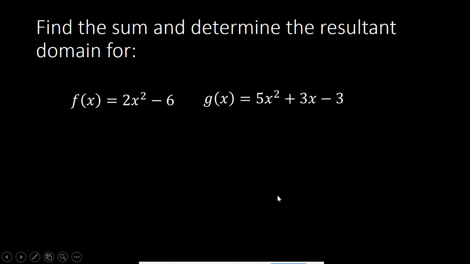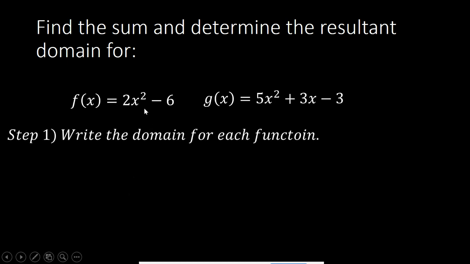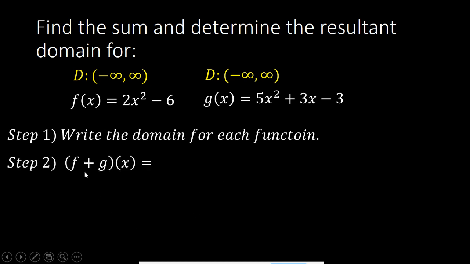Okay, let's look at another one. Now I've got the sum of f and g where they're both quadratic equations. Again, step one, let's think about what's the domain of all quadratics. So this would be all real numbers, all quadratics, all real numbers. Step two, let's write this as a sum. So f plus g of x. And then let's bring these down into an addition problem.